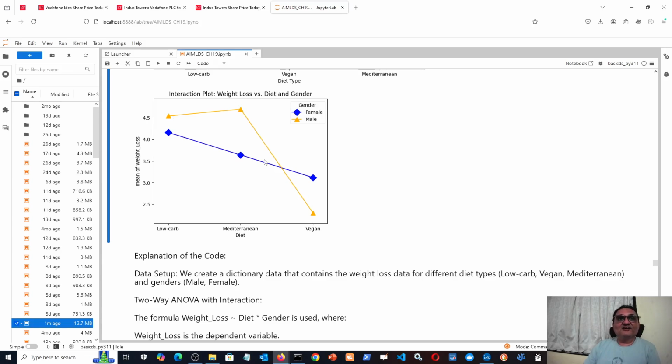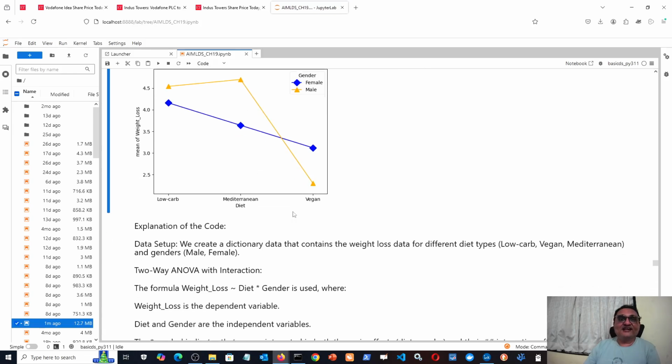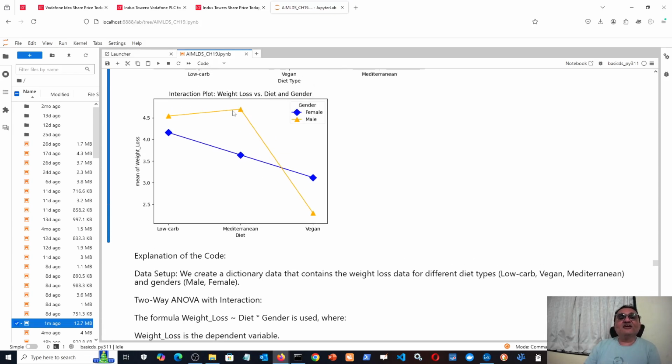Also, this interaction plot shows that this blue line is for females and this orange line is for males. Now, if these two would not intersect anywhere, then in that case you will say that gender does not interact with diet, that is, male does not interact with female.